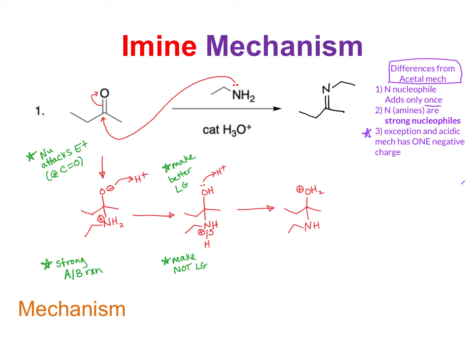Right, so the last step was we wanted to make a better leaving group. So this step is going to be, we're going to have the leaving group leave. So that's going to look like this. So we're going to draw this bond to leave.